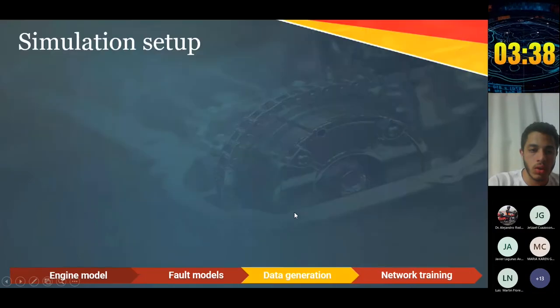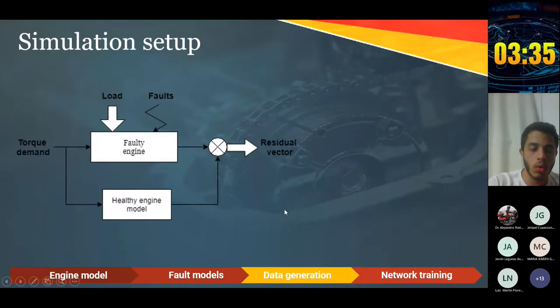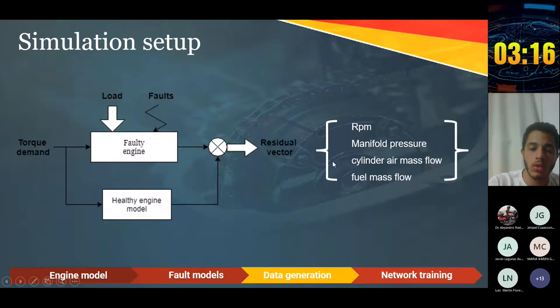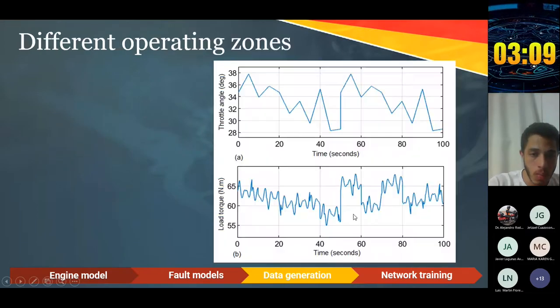Finally, in order to generate our training data, we ran two models in parallel, one representing our faulty engine behavior and the other one representing our healthy engine model. By running the two in parallel, we extract the difference in the reading between the two models in order to construct our residual vector, which contains information about the RPM, the manifold pressure, the cylinder air mass flow, and the fuel mass flow.